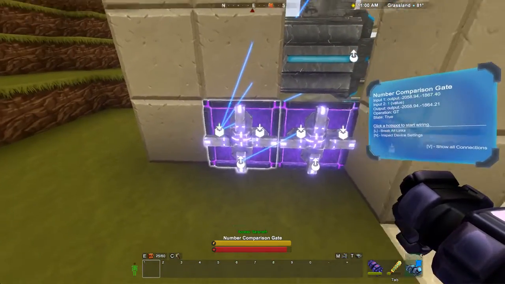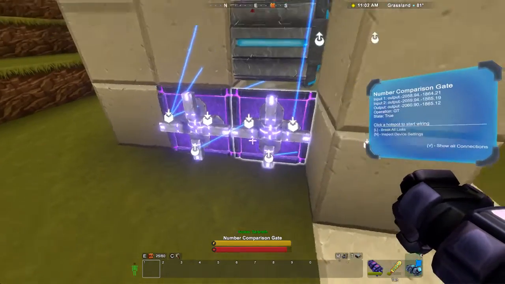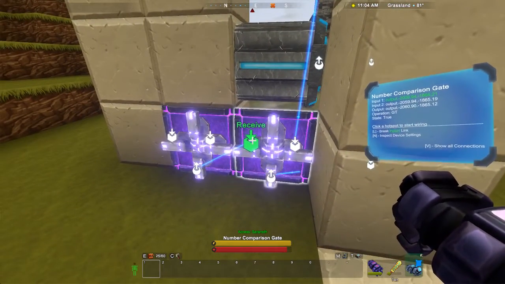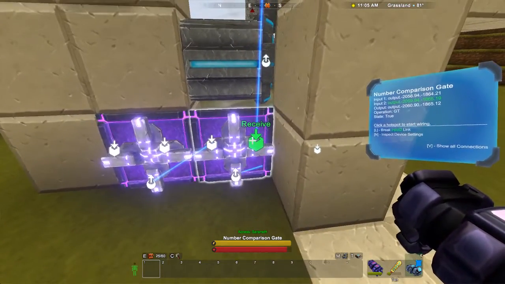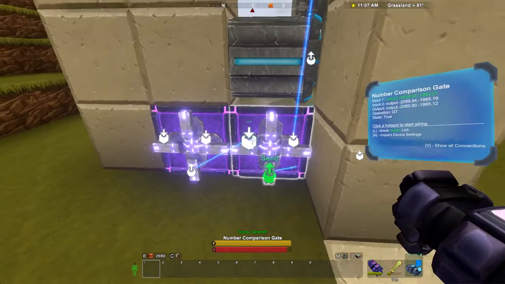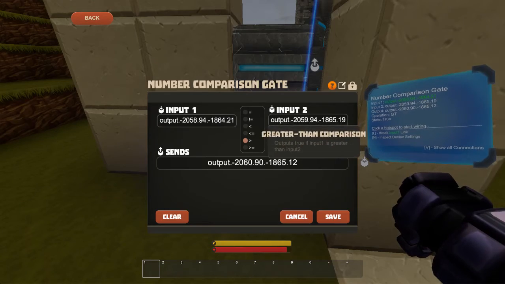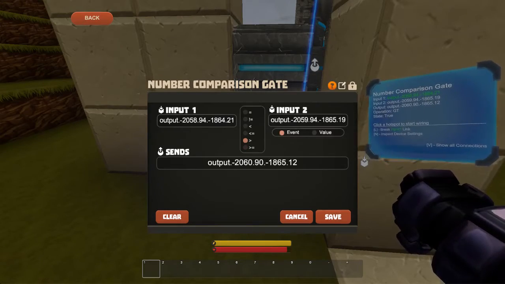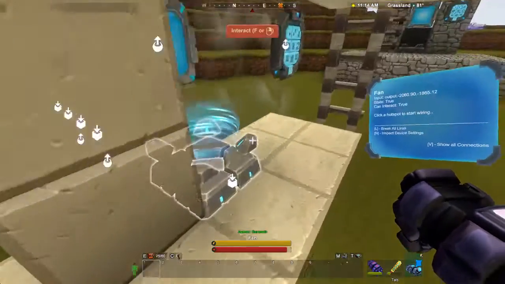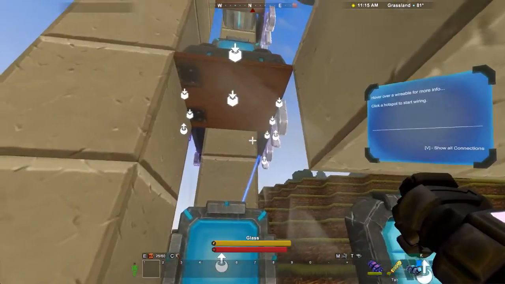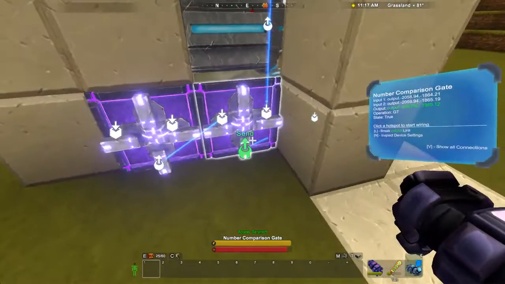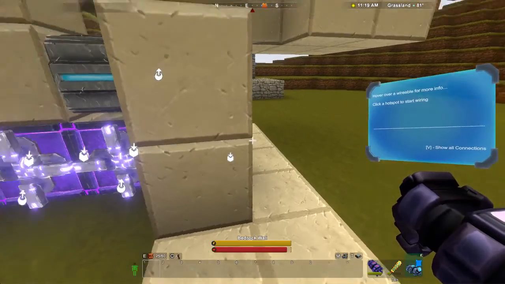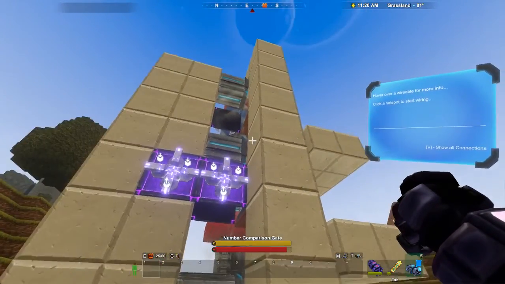But this comparator outputs true. So when input 1 needs to be true and input 2 needs to be false for the only true output, that is greater than as an event. Now why would I want to set it that way? Why not just leave it on? Why does the pressure plate need to matter?